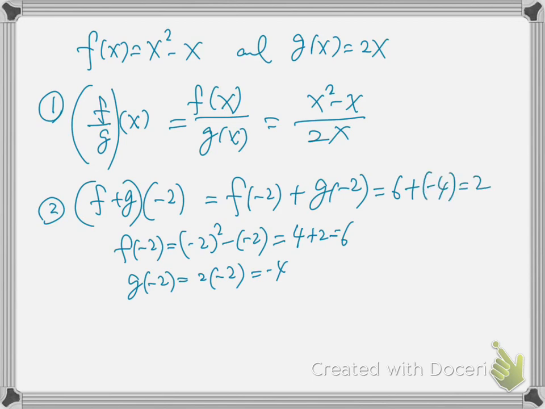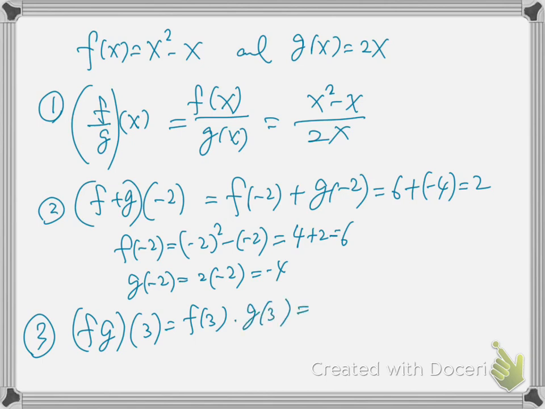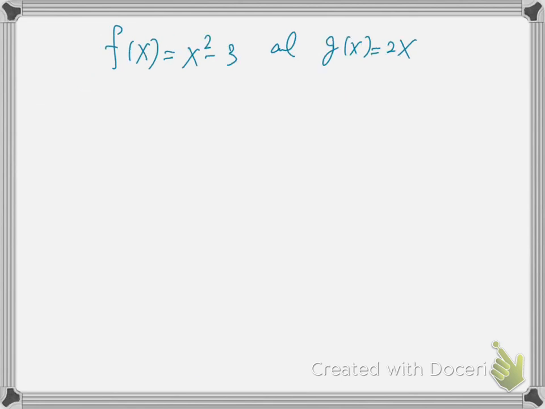And the last one is similar. I have f times g of 3, so this means f of 3 times g of 3, right? So f of 3, we got 3 squared minus 3, so this is 9 minus 3, 6. G of 3 is 2 times 3, also 6, so this is 6 times 6, 36. Okay, so basic operations is easy. So now let's look at composition.